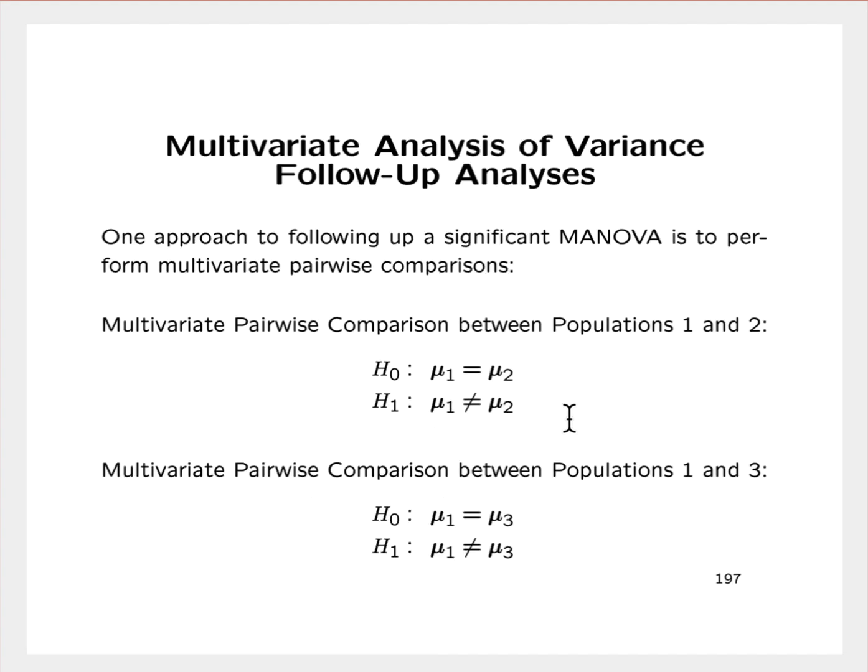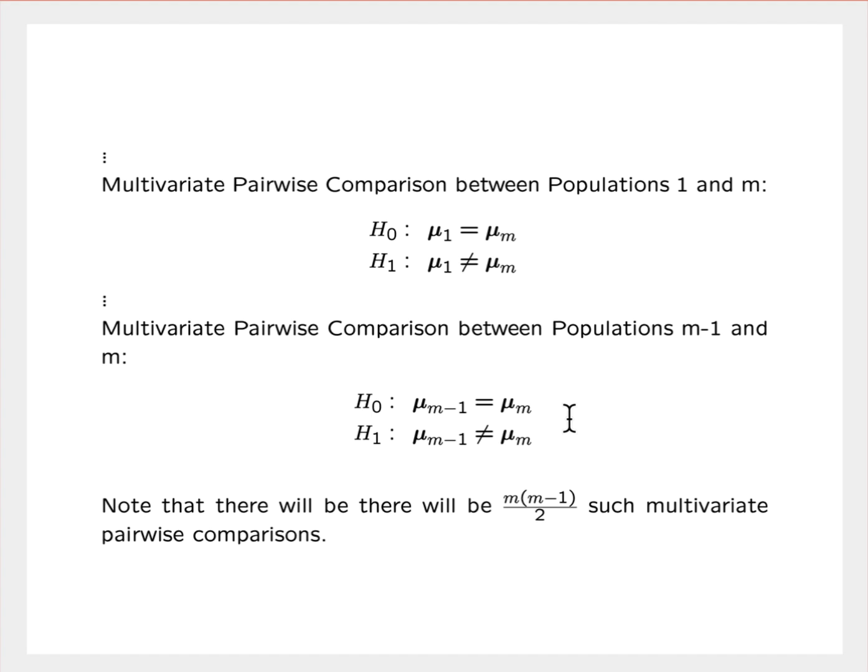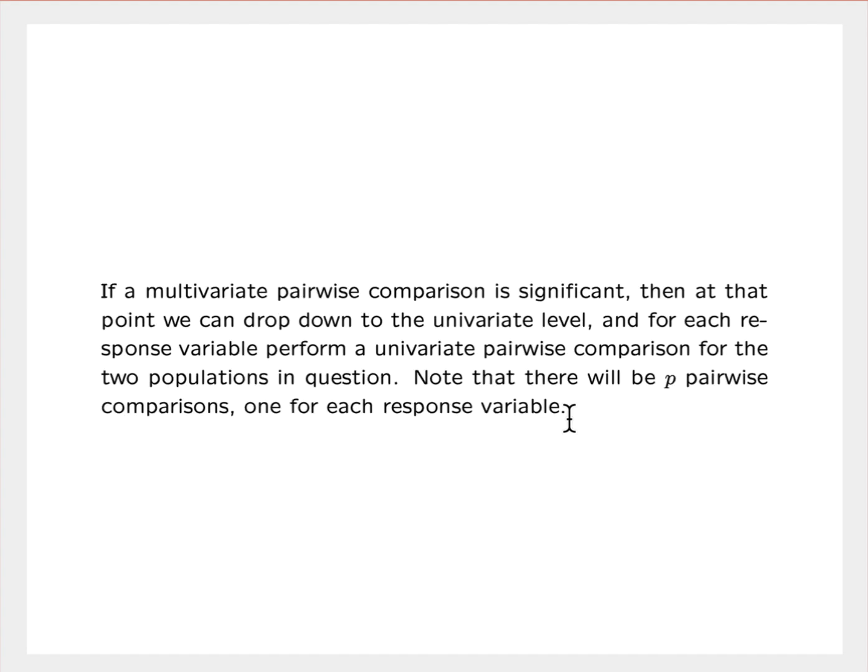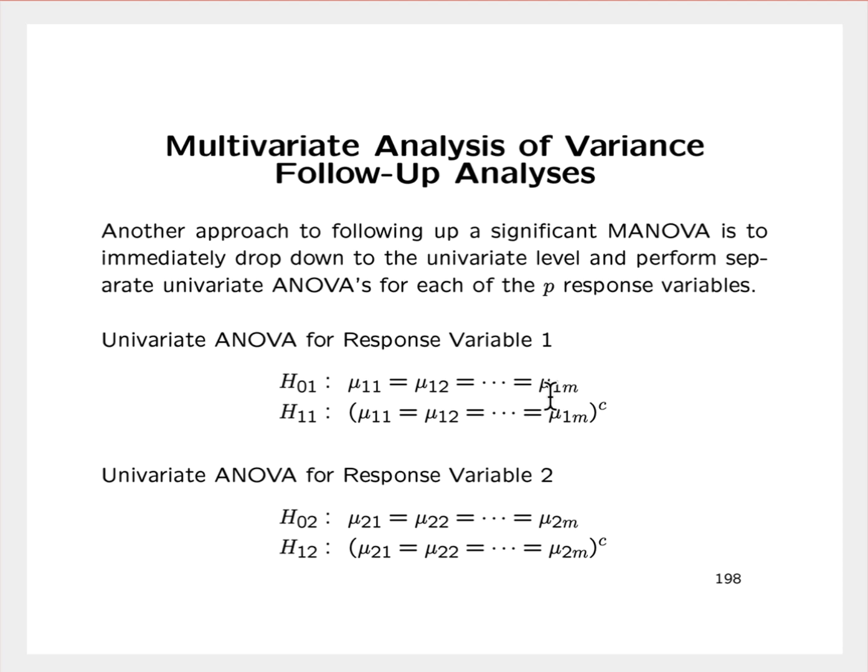So that's one approach. If you get a significant multivariate analysis of variance, then do multivariate pairwise comparisons. And if any of those pairwise comparisons are significant, then drop down to the univariate level and do univariate pairwise comparisons, one comparison for each response variable. Now, another way to follow up a significant MANOVA is to immediately drop down to the univariate level and perform separate univariate ANOVAs for each of the p response variables.